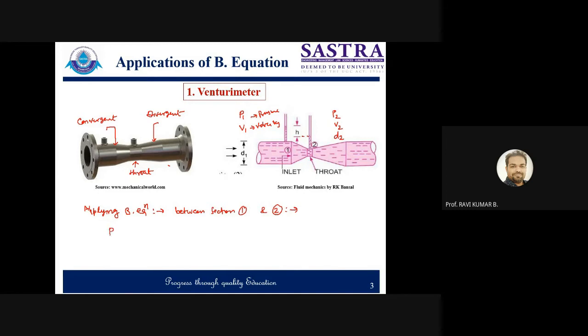So we can write P1 divided by rho g, assuming incompressible flow, where we ignore compressibility. That is the first term, and V1 square divided by 2g is the second term. Let's suppose it lies at a datum head of z1 from some arbitrarily chosen origin, and the same equation can be followed on this side as well: P2 divided by rho g plus V2 square divided by 2g plus z2.